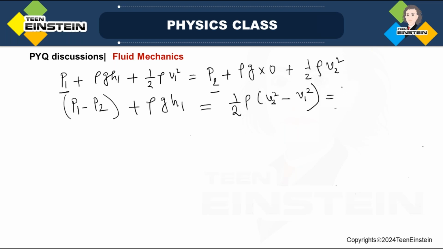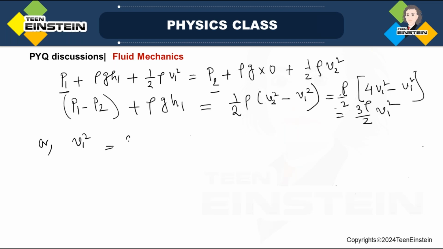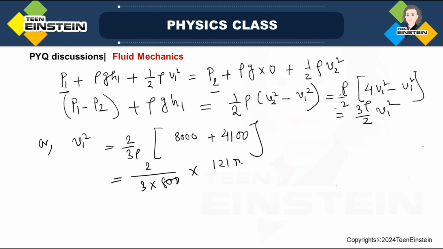So now look here. v2 square is 4v1 square, and this is v1 square itself, right? So what I get here is 3 by 2 rho v1 square. This I have already got. So v1 square is equal to 2 by 3 rho, and this is actually 8,000 plus 4100. This much is fine. This was fine, right? So now 2 by 3 into 800 here. These two will actually suit each other.